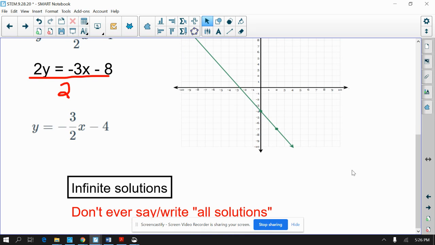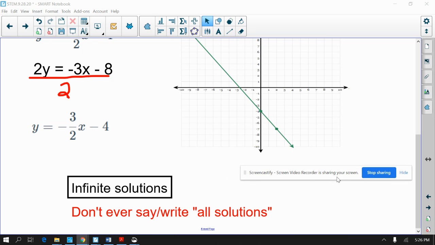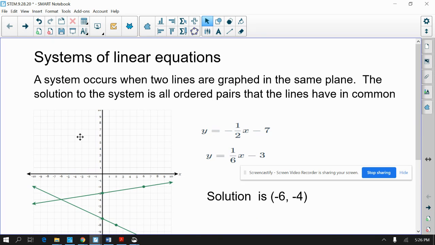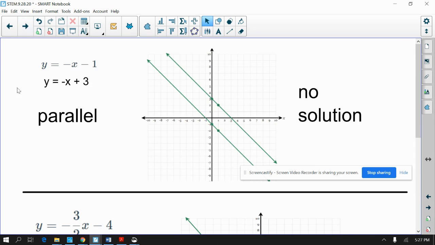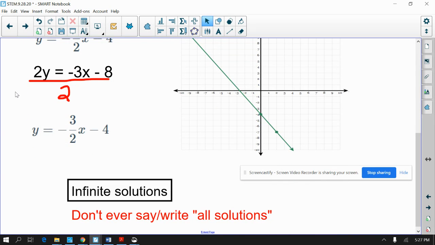And don't ever say, write, or think all solutions. That's kind of a silly thing if you think about it. We're always trying to find all the solutions. So saying all solutions is not going to give you any credit. For example, what are all the solutions to this? Well, -6, -4. That is all the solutions. There happens to be only one. I don't know where the phrase all solutions snuck in to our heads, but we need to eradicate it.